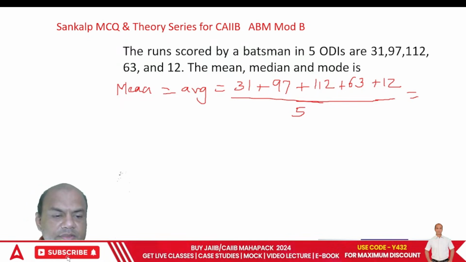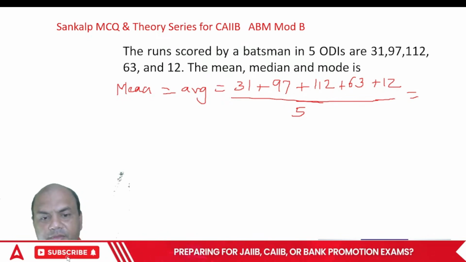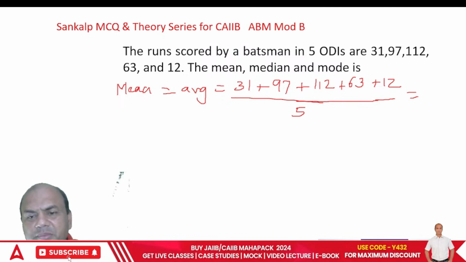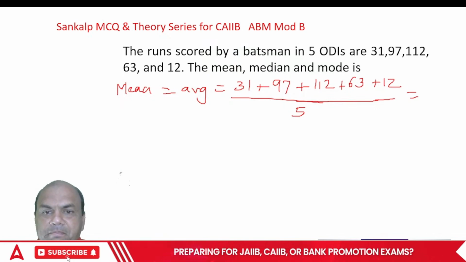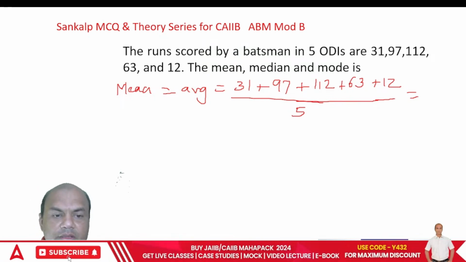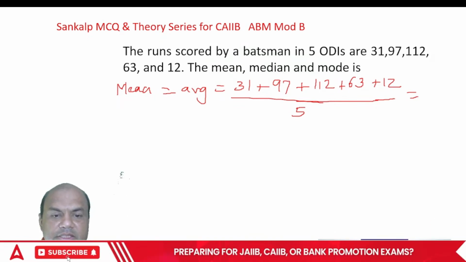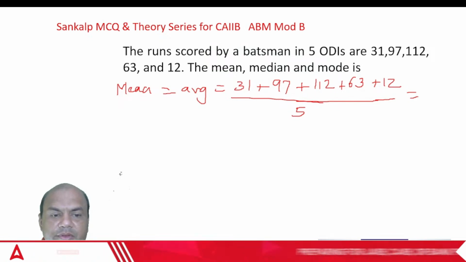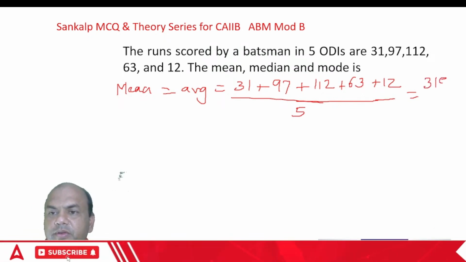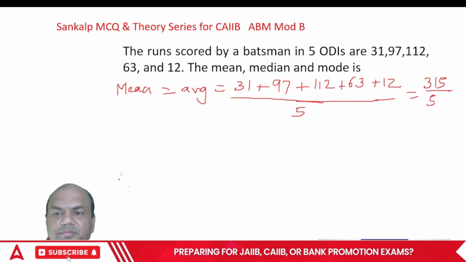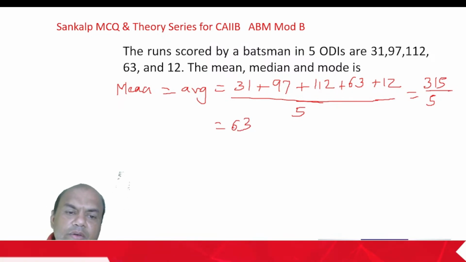Everyone, do it fast. Exams are near, so you need to do it fast. So what is it? 31 plus 97 plus 112 plus 63 plus 12, right? So total is 315. 315 divided by 5. So it is what? 63. 63 is my mean, right? Mean is 63. What about the median then?